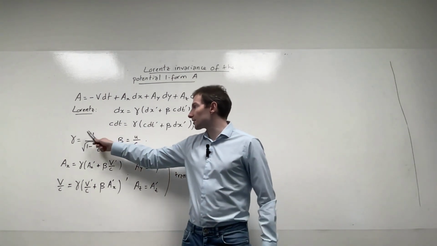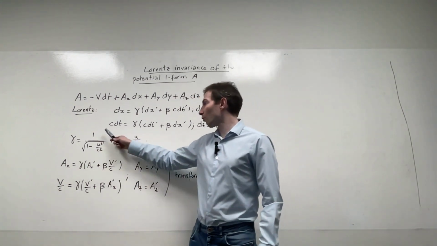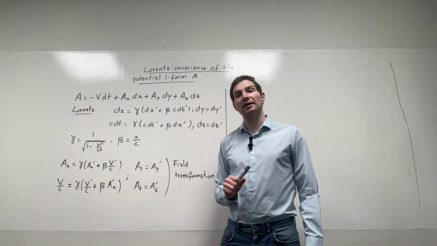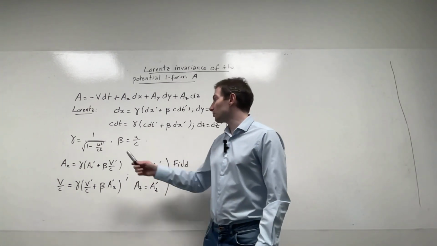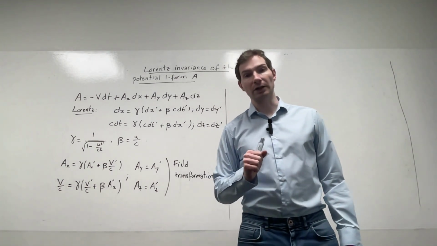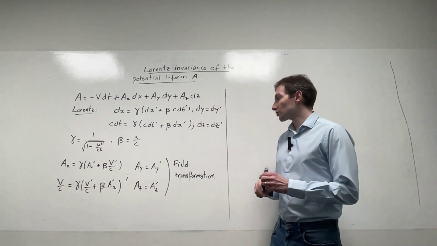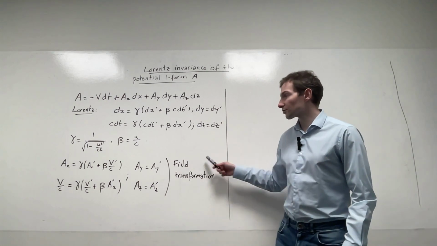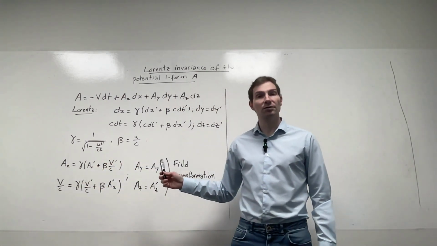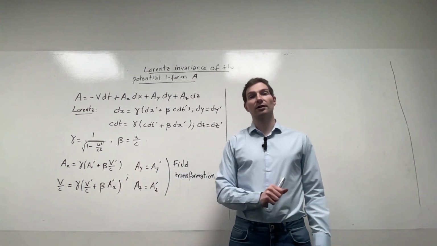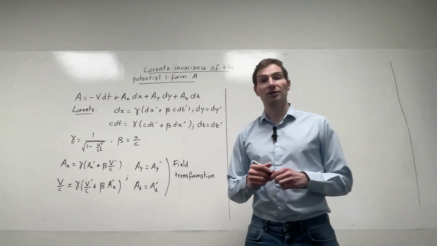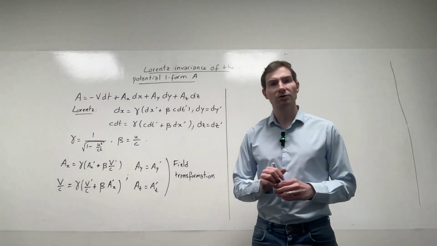Now, gamma is the Lorentz factor, so 1 divided by the square root of 1 minus u squared over c squared, and then beta is equal to the ratio u over c. Okay? Now, what I'm going to suggest here is that the field transformation for the potential is like this. And what I would like to illustrate is that if it follows that particular transformation rule, then this is going to be Lorentz invariant. Okay, so let's have a go at it.